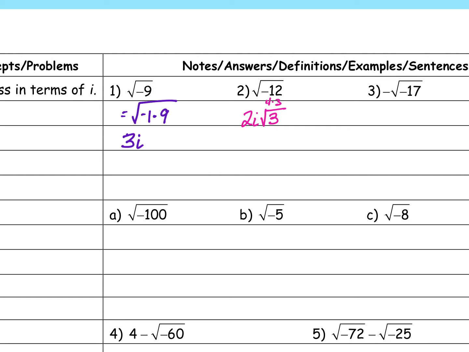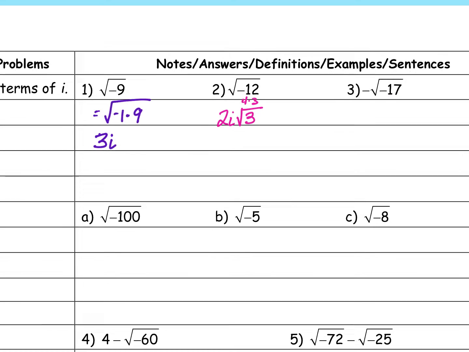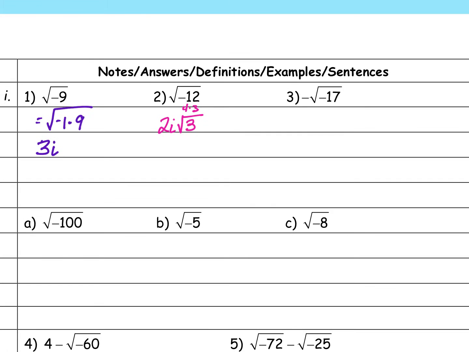Wait, where did the 3 come from? Because 12 is 4 times 3. Oh, okay. And we don't know what the square root of 3 is. I mean, we do, but it's some unending and repeating decimal that I'd have to approximate.